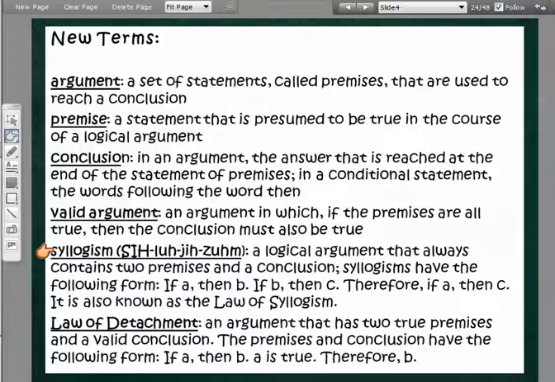Syllogisms have the following form. If A, then B. If B, then C. Therefore, if A, then C. It's also known as the law of syllogism. And I read that kind of fast. Believe me, we're going over it in detail.